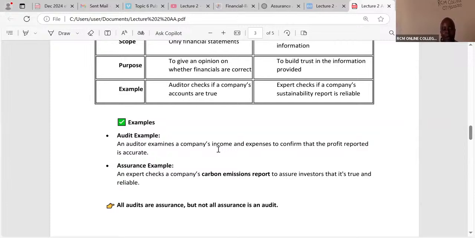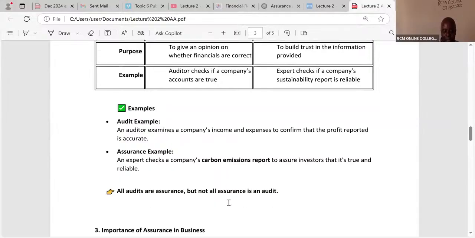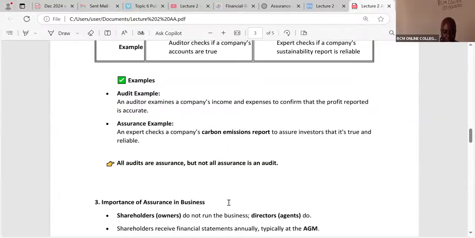Assurance can be about anything. Like an expert checks a company's carbon emissions report to give confidence to investors that it is true and reliable. So all audits are assurance, but not all assurances are audits. We'll understand this even more as we progress.